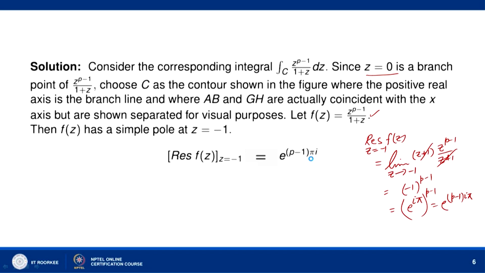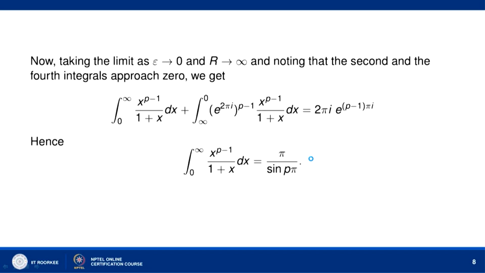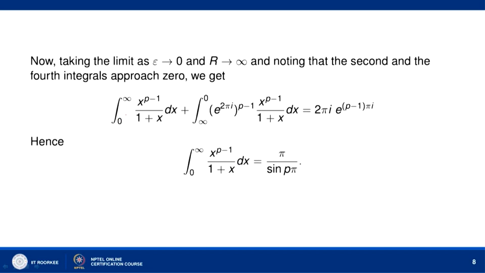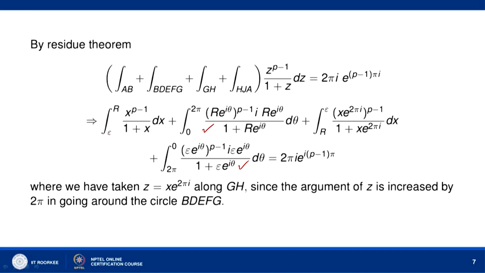Okay. Now let us take the limit as epsilon tends to 0 and capital R goes to infinity. We note that the second and fourth integrals tend to 0, which we will show later. The first and third integrals approach integrals over 0 to infinity, as epsilon goes to 0 and R goes to infinity. So, integral 0 to infinity x to the power p minus 1 over 1 plus x dx, and this will become infinity to 0 and this quantity.